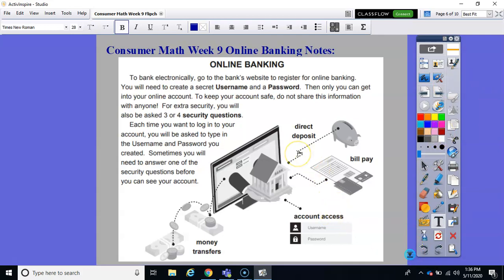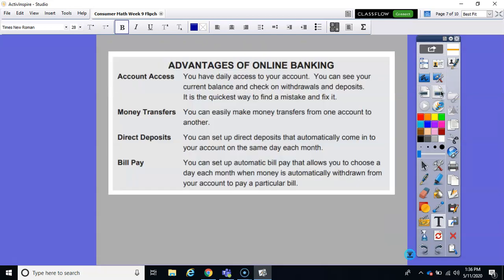So you'll be able to online take care of direct deposits, paying bills, and doing money transfers. So those are just a couple of ways of not having to leave your house to take care of things like that. Some of the advantages of online banking is you'll have daily access to your account. You can see your current balance and check on withdrawals and deposits. And it's a quick, easy way to find a mistake and to be able to fix it right away.